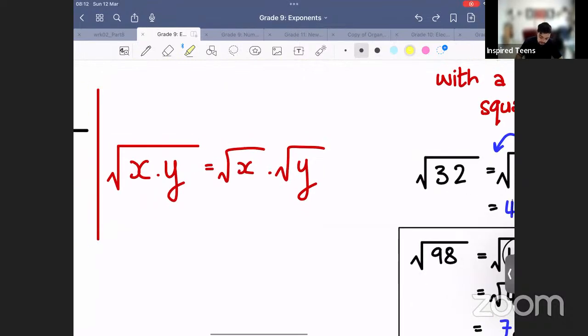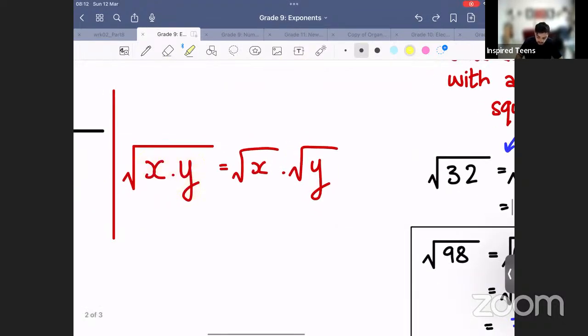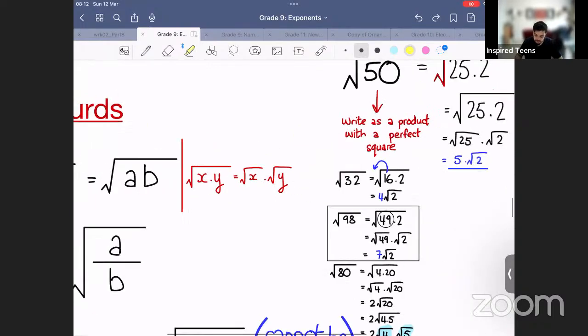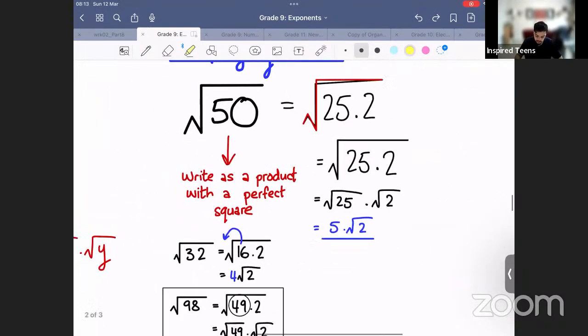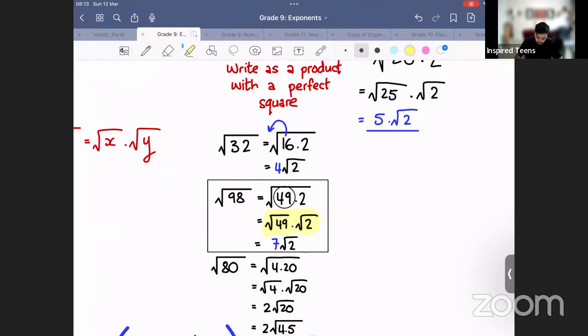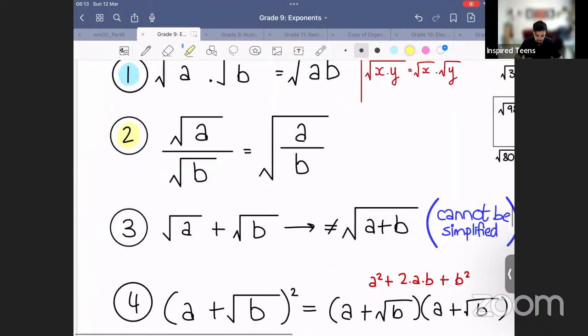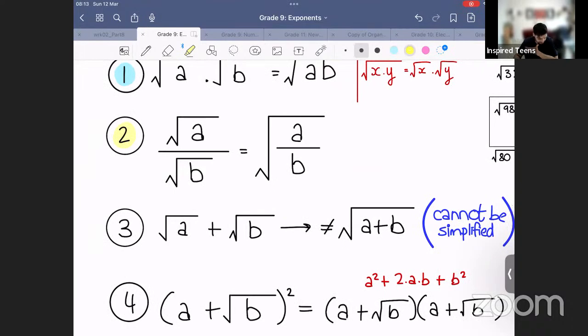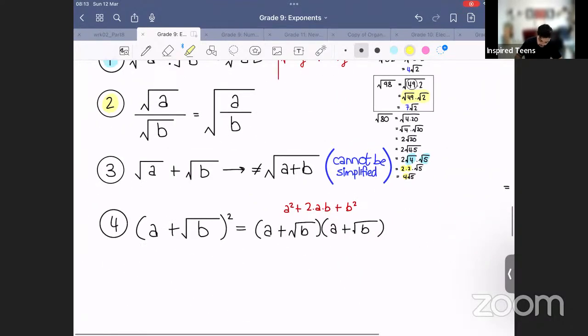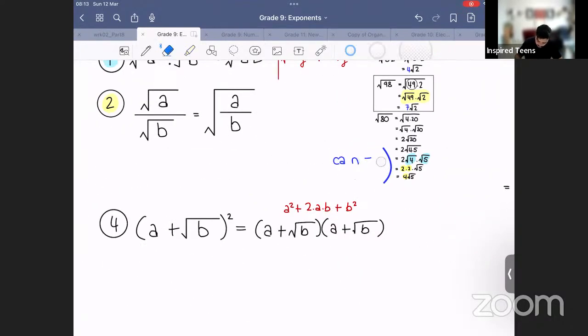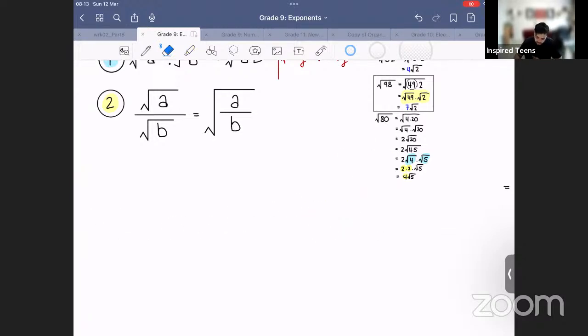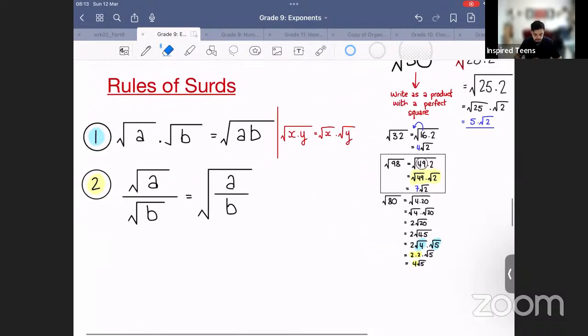working backwards also is important. If you have square root of x times y, you could write that as square root x times square root y. Just how we simplify the surd, we utilize that rule where we separate it into two different surds. Okay, let's not worry about number 3. That's fine. It's a bit higher level, and that also shouldn't matter. You'll just know the basic 2 rules of surds.